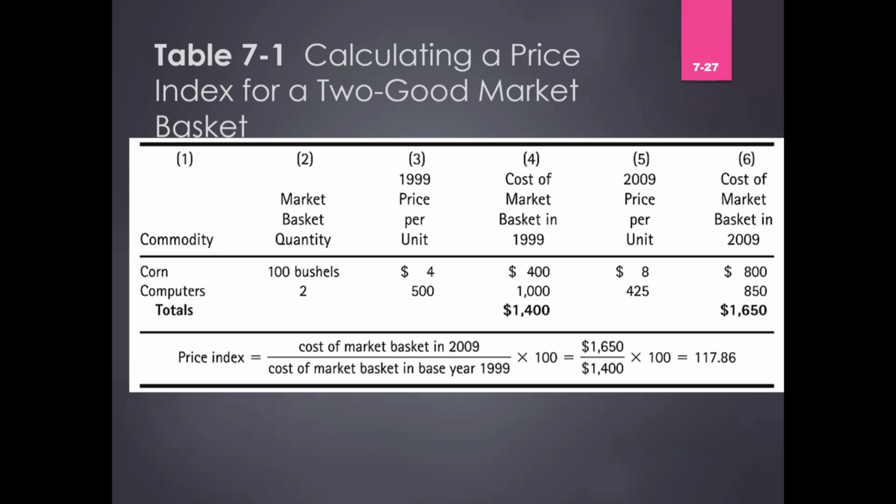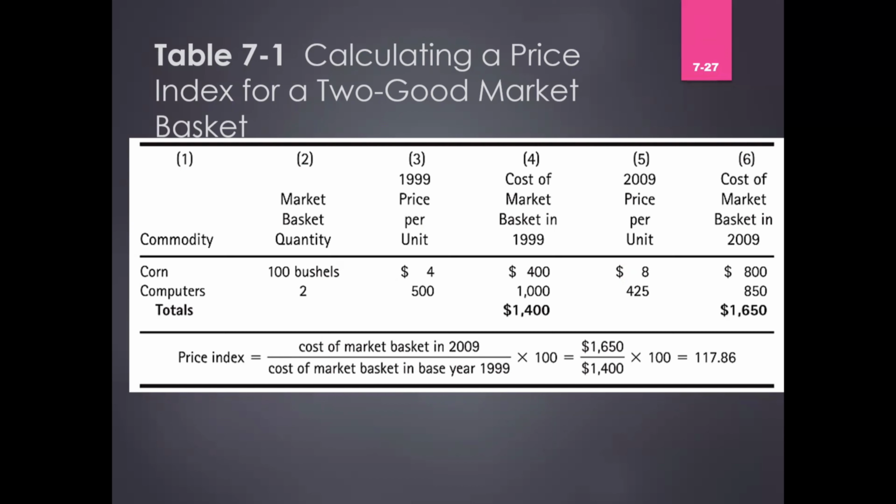Table 7.1, calculating the price index for a two-good market basket. We have the commodity: corn and computers. Market basket quantity: 100 bushels and 2 computers respectively. In 1999, the price per unit is $4 and $500 respectively for corn and computers. Cost of the market basket in 1999: $400 and $1,000 respectively, giving us a total of $1,400.